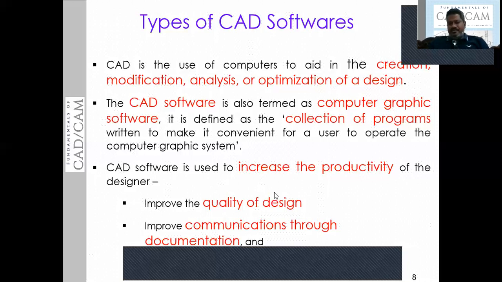Then the CAD software must have all these qualities. It must be able to improve the quality of the design. When you use the CAD software, it improves the quality of the design. It also improves the communication through the documentation. That means it must have the capability to form the documentation. So the moment you create a design, the moment you create a model, you can get the documents from the software. That is what he is trying to say.